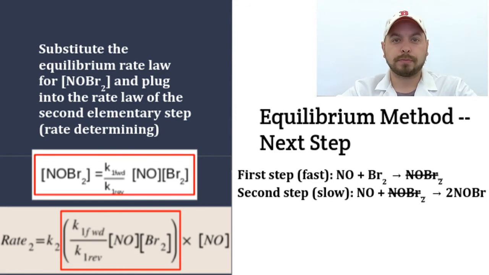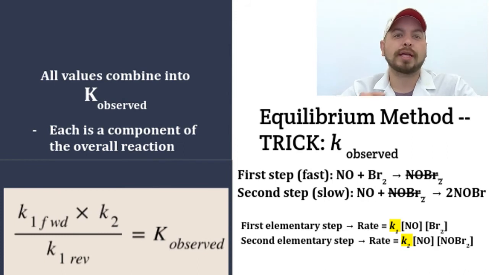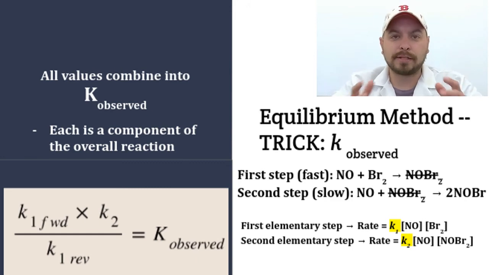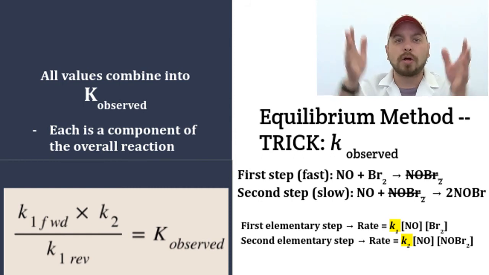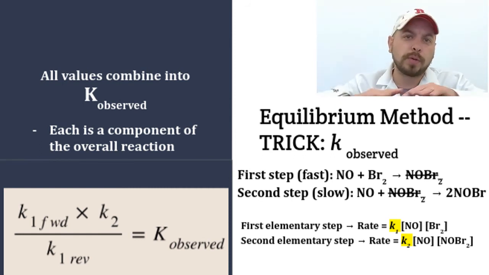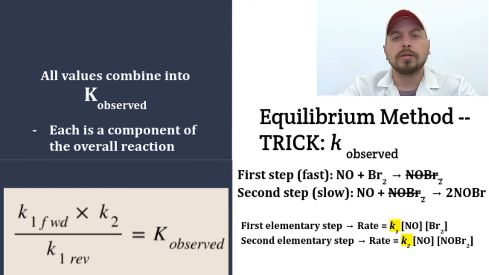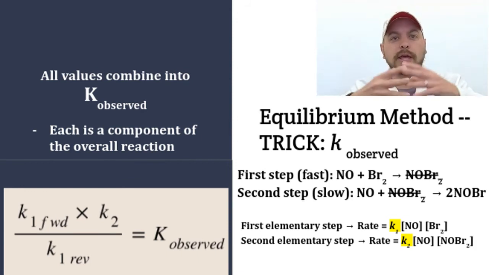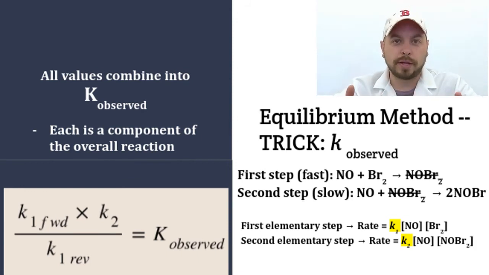Can I tell you a trick, though? Those k values, well, they all combine into one. We'll call it k observed. And the reason they combine into one is because each of those k values is a component of the overall reaction. Each one represents a synthesis of activation energies and other variables associated with the rates of each elementary step. And they all combine into one k value that we observe for the overall reaction. So what I'm going to do is take all those k values and condense them into one k value. And we can do that because they're all combining to that one k value in reality anyways.